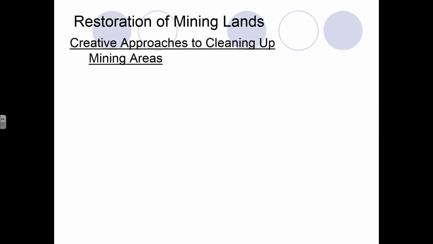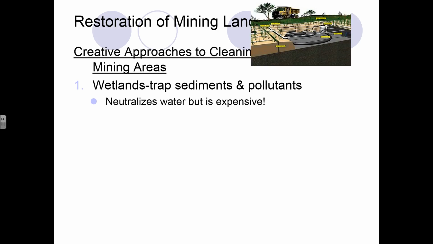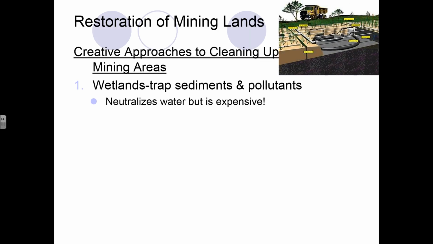Okay, so some creative approaches to cleaning up mined areas. First of all, using wetlands. I know this sounds kind of interesting, but instead of just trying to physically remove any of the heavy metals that are associated with these mines, we can actually set up a series of wetlands. We talked about some of the ecosystem services of wetlands in the past, but basically if we make a series of wetlands, they'll help to trap sediments and pollutants, and they can also neutralize water.